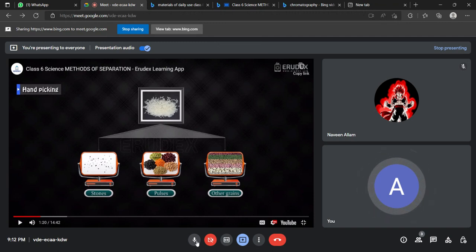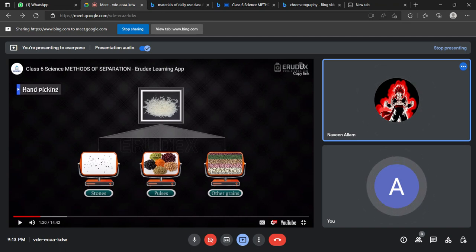If I ask you, what is the principle for hand picking? What is this process based on? Can we use hand picking to separate all the mixtures? No. Why can't we use it? Suppose I give you a salt and sugar mixture. How will you separate the salt and sugar mixture with hand picking? Will you be able to? Tell me yes or no.